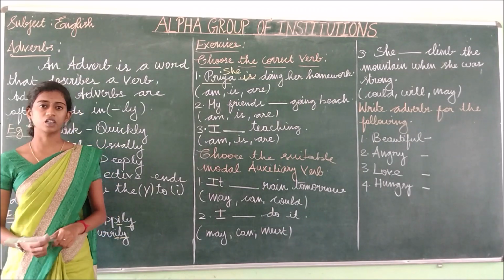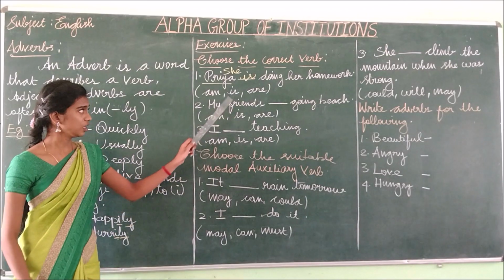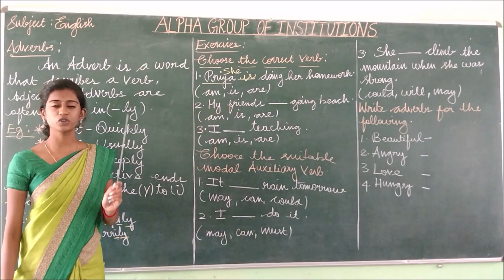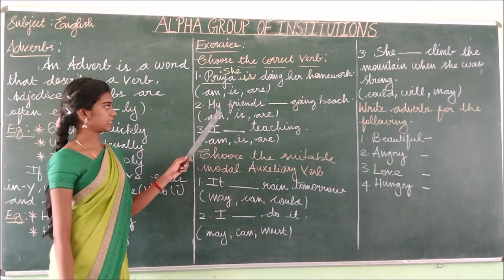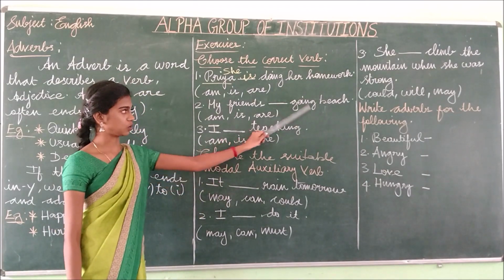Have you understood? If the third person singular comes, we have to use only is. We should not use am or are. We have to use only is. So we have already seen this in the usage. This again says, my friends dash going beach.